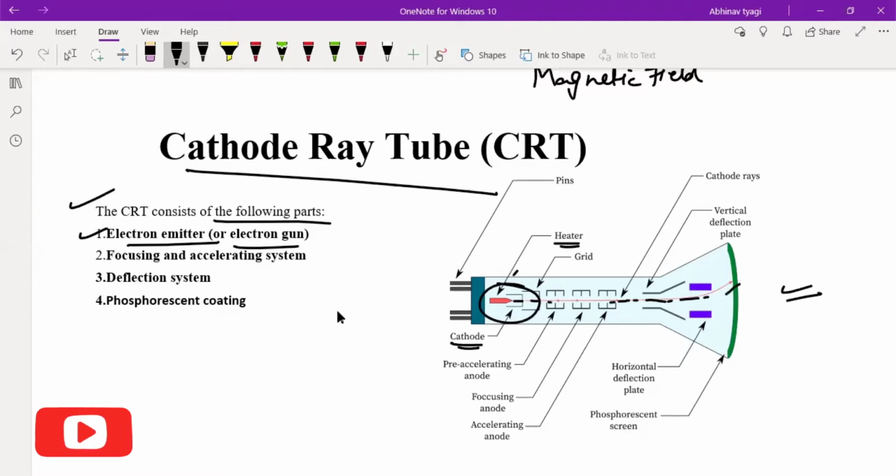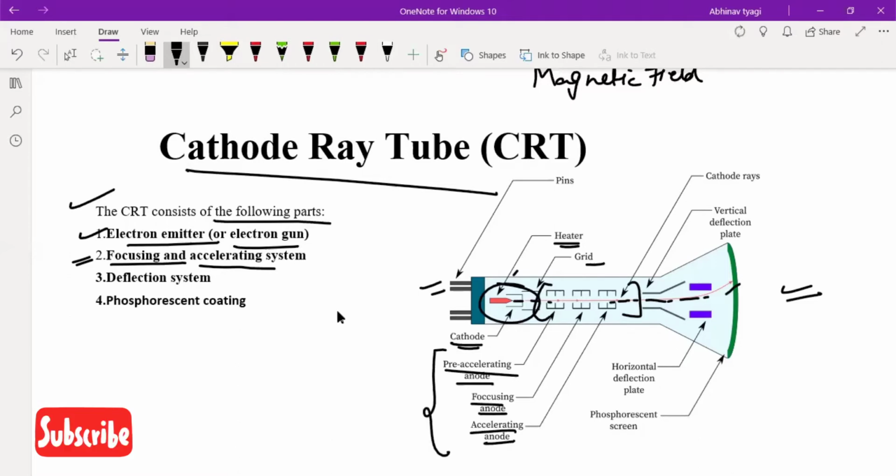Cathode rays. In modern CRTs, the electron beam is generated by thermionic emission. With the help of heat, we can emit out the electrons using a heating filament as shown in the figure. Second is focusing and accelerating system. As you can see there, pre-accelerating anode, focusing anode, accelerating anode, and so on. It is made up of a series of anodes like here. It will narrow the beam and increase its kinetic energy. The electron beam coming out from here will be very narrow and having high kinetic energy.